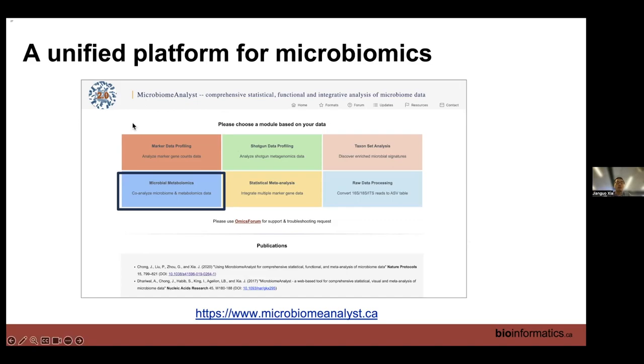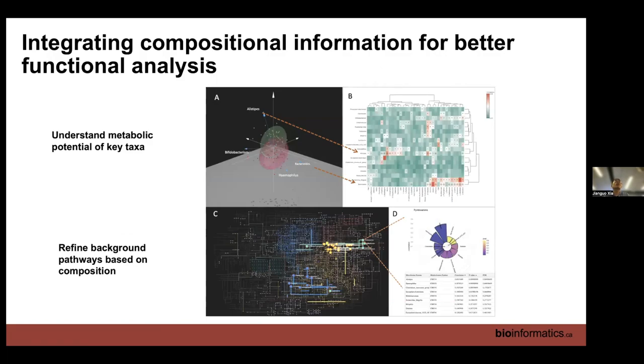So we created a tool called MicrobiomeAnalyst. We just published version 2, and it's very comprehensive. You can upload your microbiome data, like marker gene 16S, 18S, or ITS for fungi, and you can do shotgun, and you can do enrichment analysis, like taxon set enrichment analysis. And here we show how we can do metabolomics and microbiome data integration. It is really based on what I just mentioned earlier. When you upload your metabolomics and microbiome data together, you can get much more meaningful results.